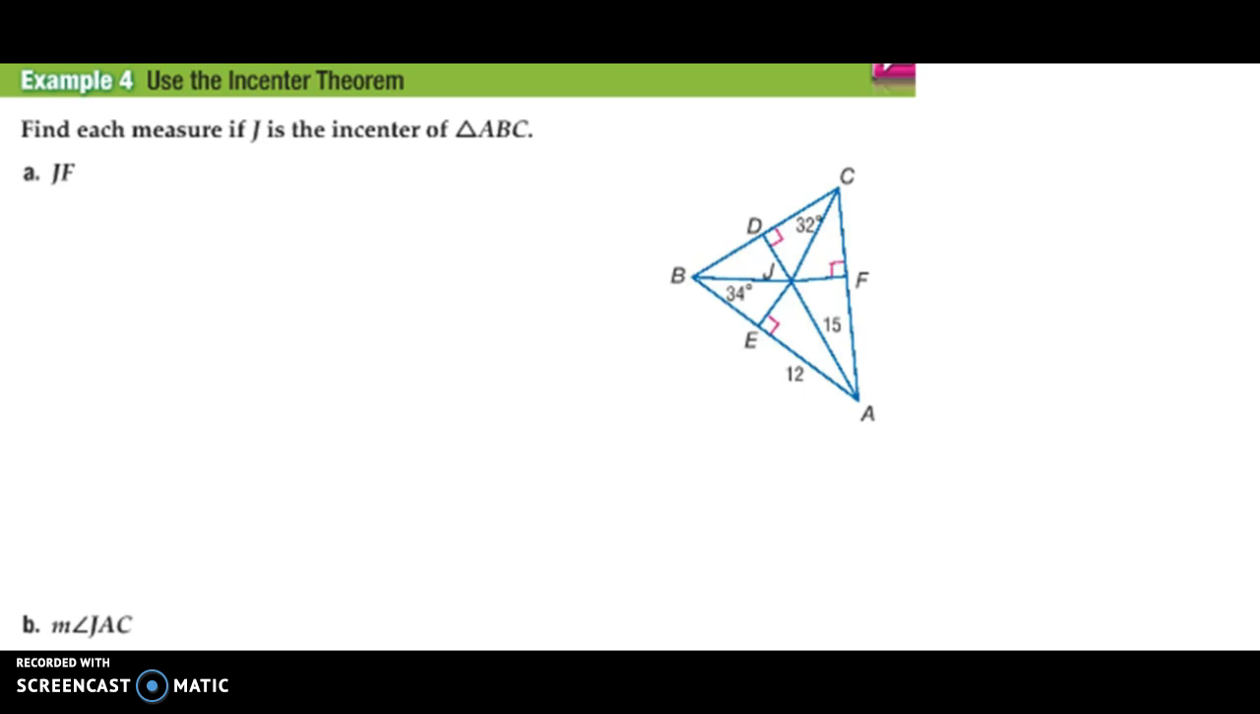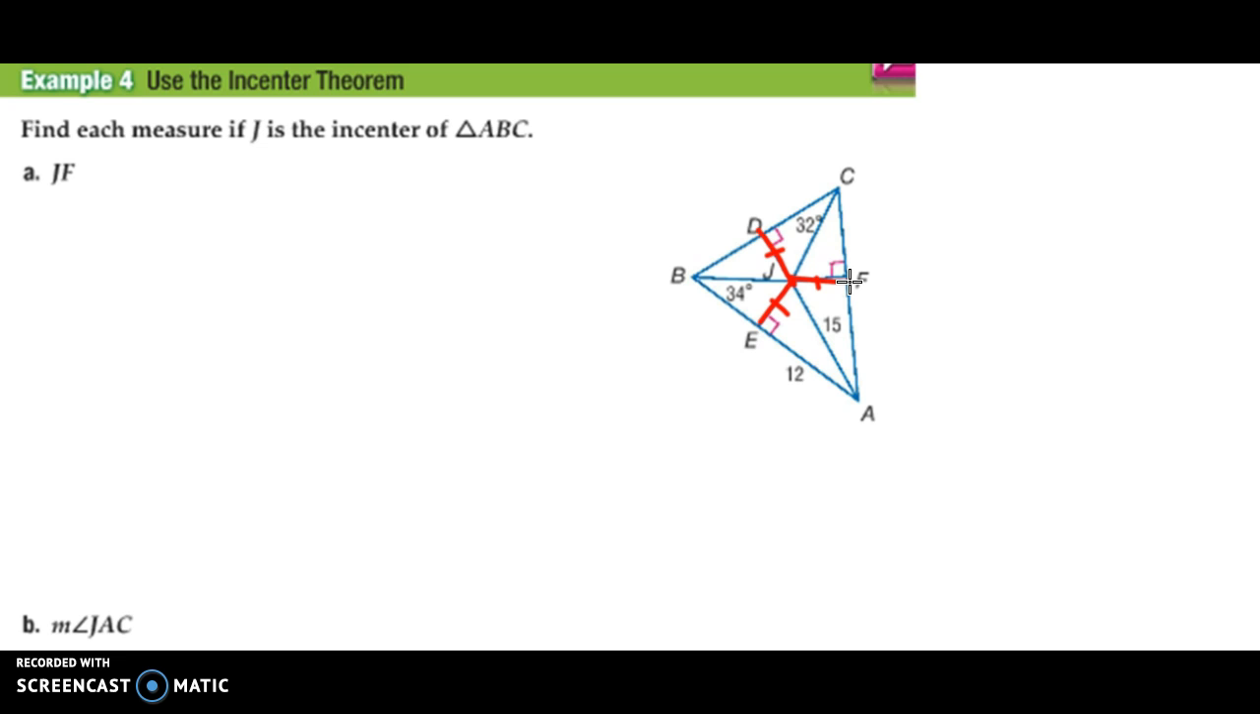So, example 4, find the length of each side if we know that J is the incenter. So this is the incenter right here. So first we know that this length is the same as this length, is the same as this length. Perfect. So we want to find the length of JF. Well, to do that, we can find the length of this one or this one to be the same as JF, right? Those are all going to be the same length.